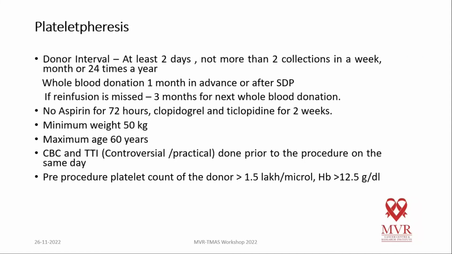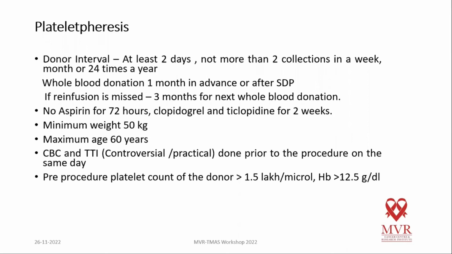So for platelet apheresis, the donor interval you are all aware of: at least 2 days, minimum 48 hours, two collections in a week, and 24 times in a year. For whole blood donation, 1 month in advance or after SDP is the time period. If reinfusion is missed, 3 months has to be taken care of. If there is an antiplatelet drug, you have to consider that if the donor is taking one. Minimum weight 50, maximum age 60.